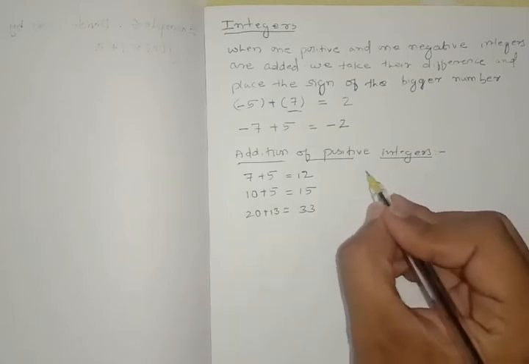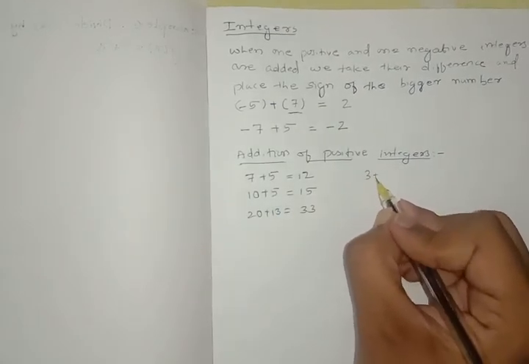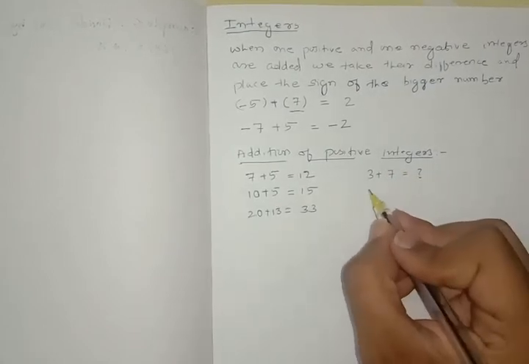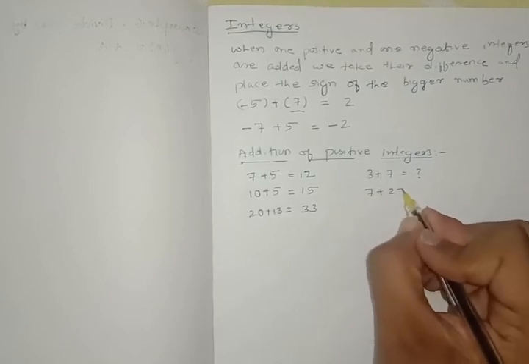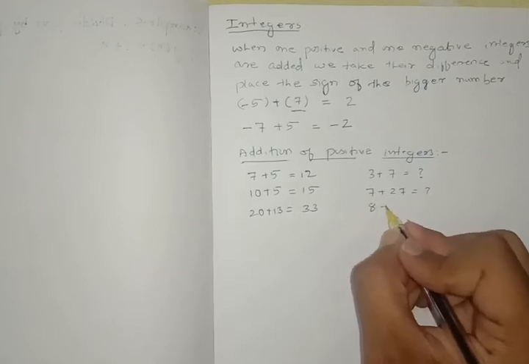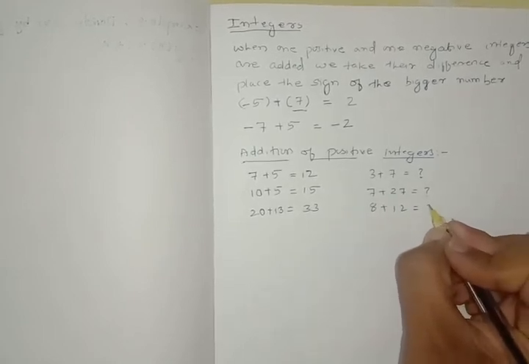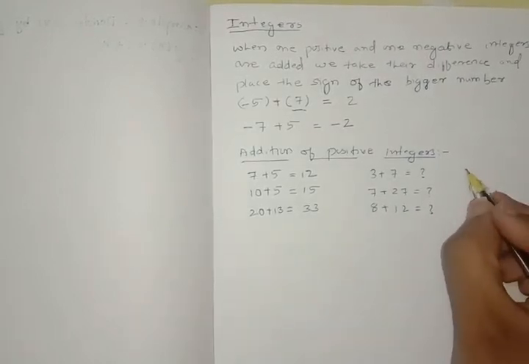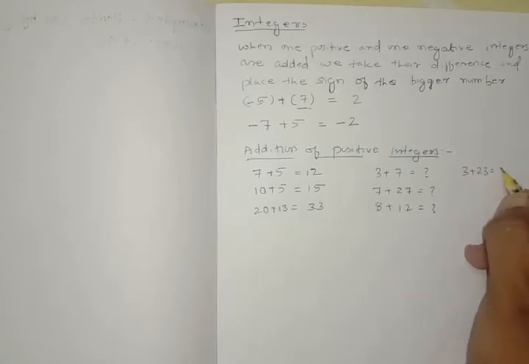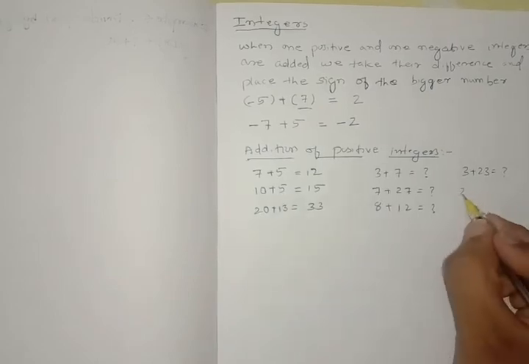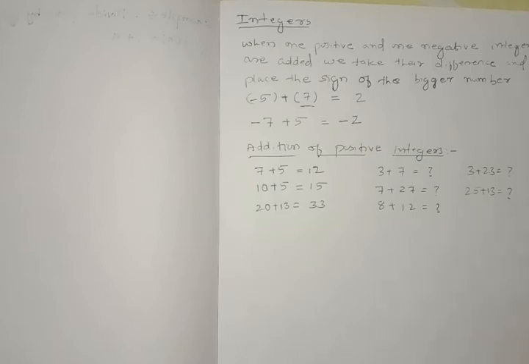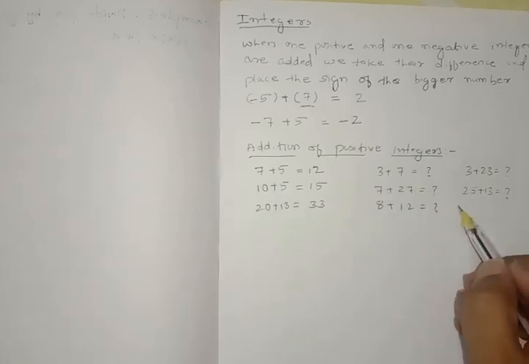Now this is homework. 3 plus 7 is equal to how much? Homework for you. 7 plus 27 is equal to how much? 8 plus 12 is equal to how much? 3 plus 23 is equal to how much? 25 plus 13 is equal to how much? So this is homework.